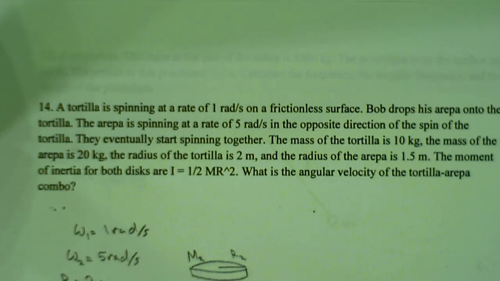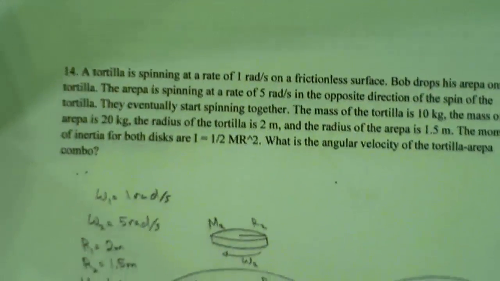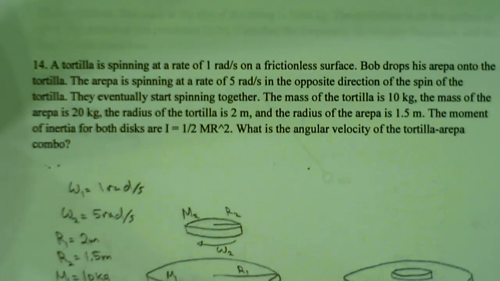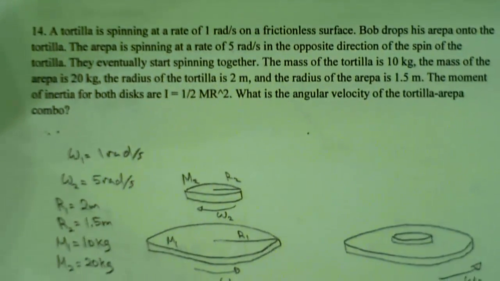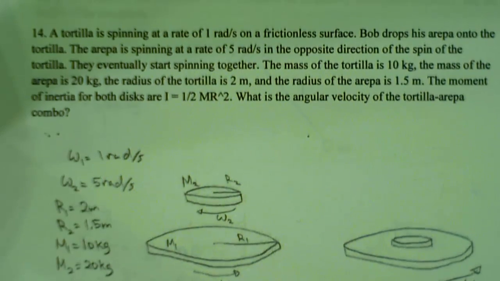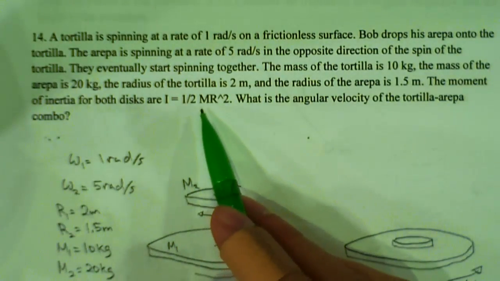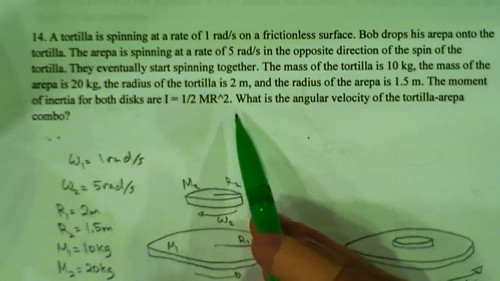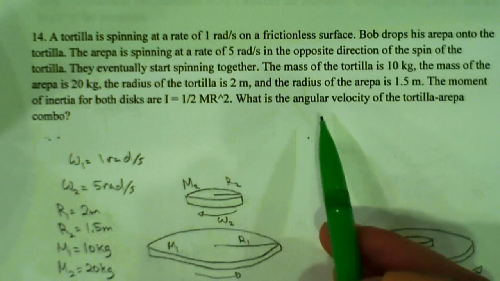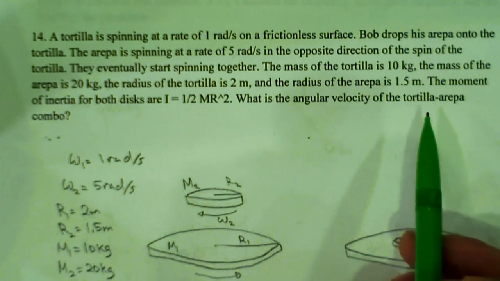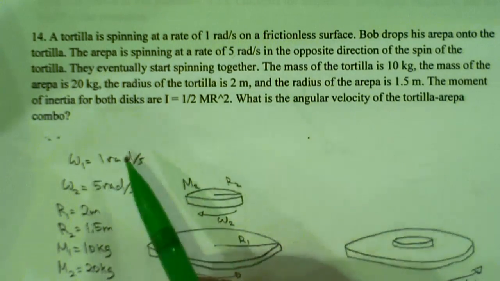The mass of the tortilla is 10 kilograms, the mass of the arepa is 20 kilograms, and the radius of the tortilla is 2 meters, and the radius of the arepa is 1.5 meters. So these are really big tortillas. The moment of inertia for both disks is 1/2 mr squared. And the question asks to find the angular velocity of the tortilla arepa combo.